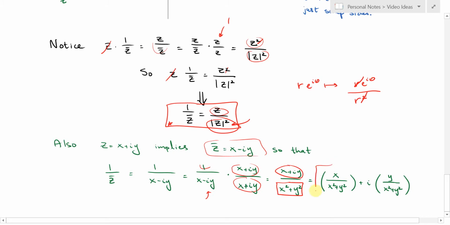But you might also distribute it, break up the numerator, and it ends up looking like this. So that's a nice, pretty formula too. And in particular, this formula tells you what the real component of it is and what the imaginary component of it is.